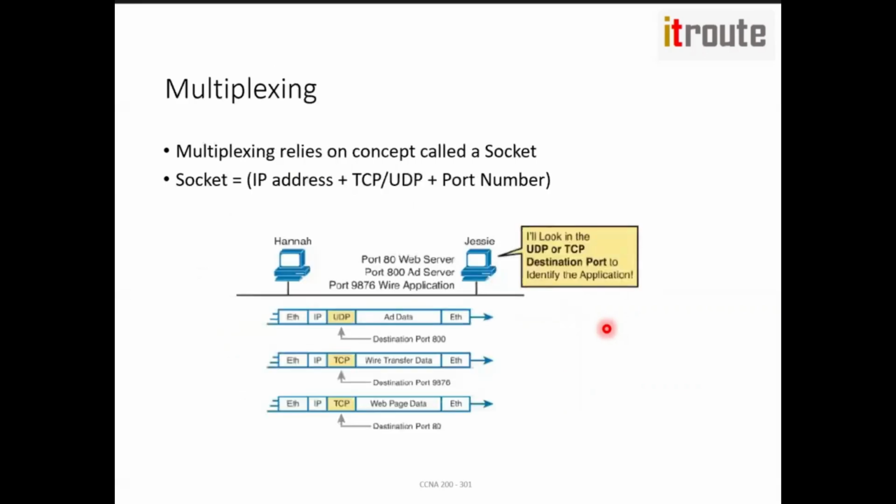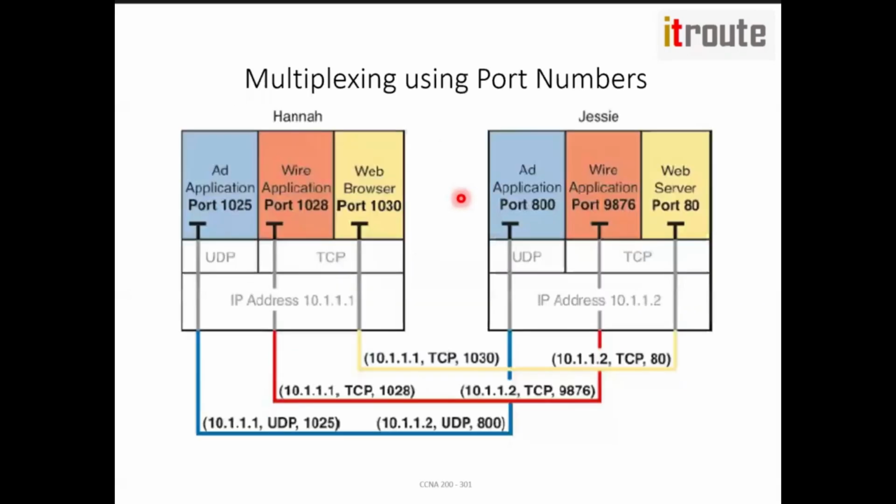Now, another concept we have here is called multiplexing. Multiplexing relies on a concept called a socket. Socket equals IP address plus TCP or UDP plus port number. So when two devices are communicating, on both sides we need an IP address, protocol, and port number. Both devices need this information, and this is called a logical socket. Multiplexing uses the port number.